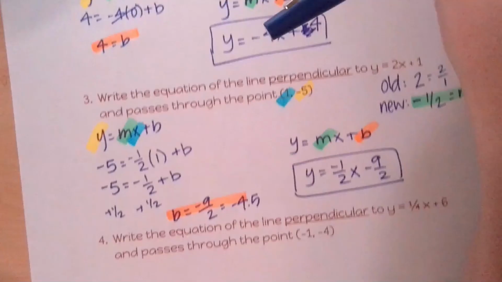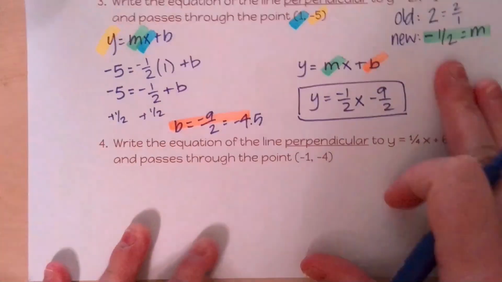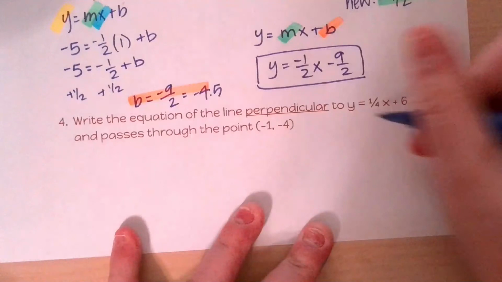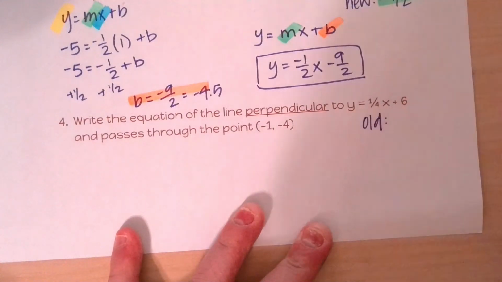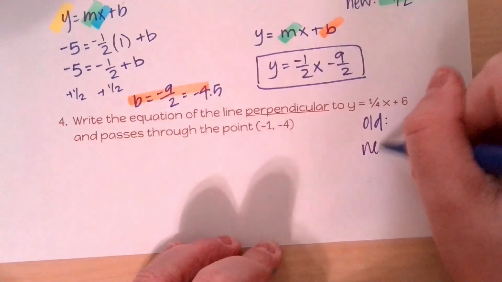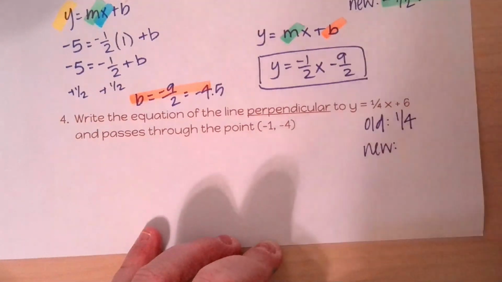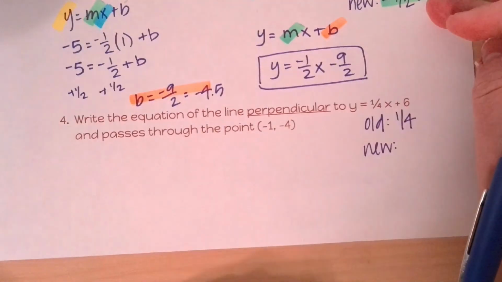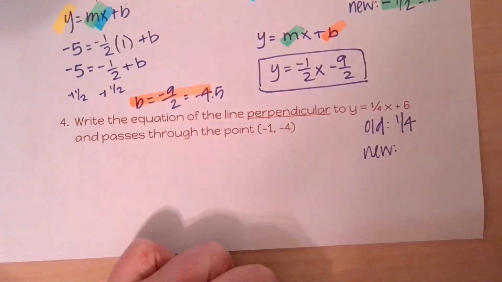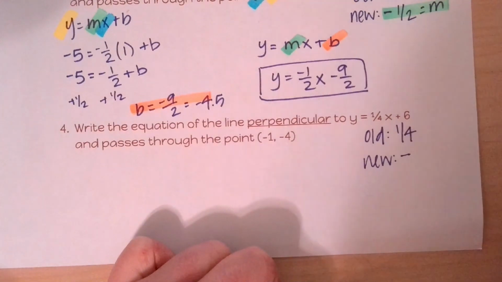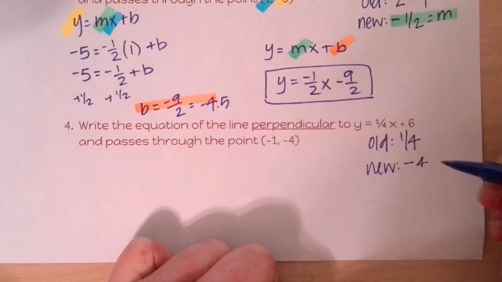Let's see, can I get this video done in under 10 minutes? TBD, we'll see. All right, again, our first step, identifying our old and new slope. Our old slope is a positive 1 over 4. That tells us our new slope, since our original was positive, is going to have to be negative. And we flip our fraction and we get negative 4.